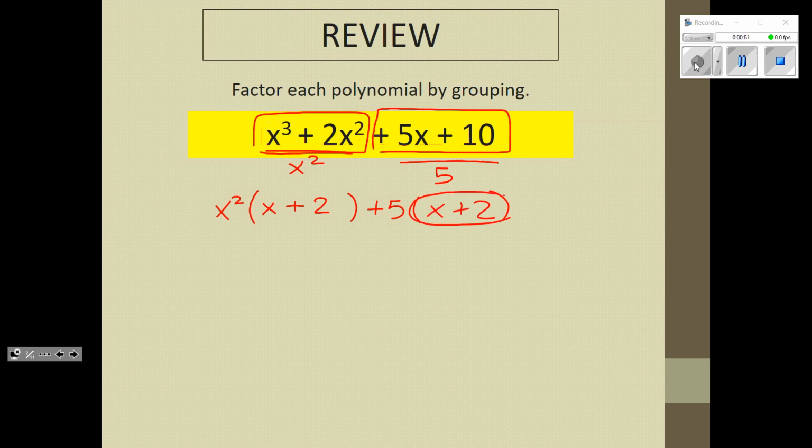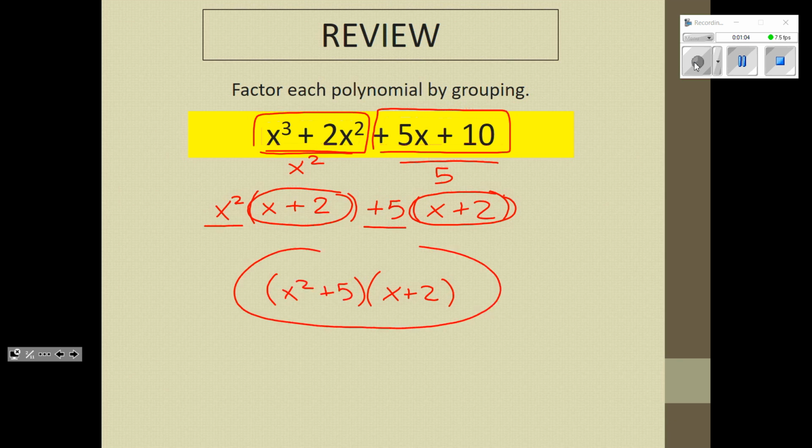We will see here that the magic happened. We got identical binomials, so that's one of the binomials in our answer. And our other binomial comes from what's outside the parentheses, x squared plus 5. So here is our answer, x squared plus 5 times x plus 2.